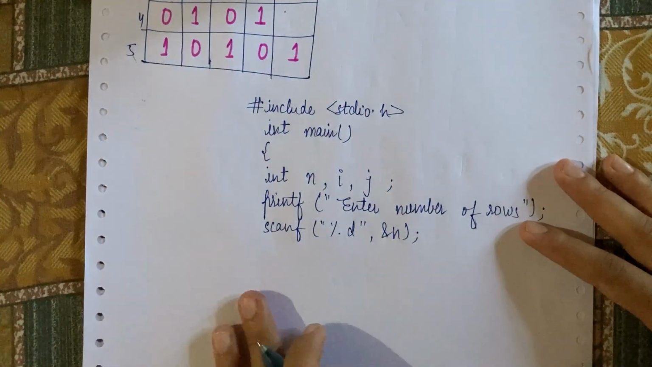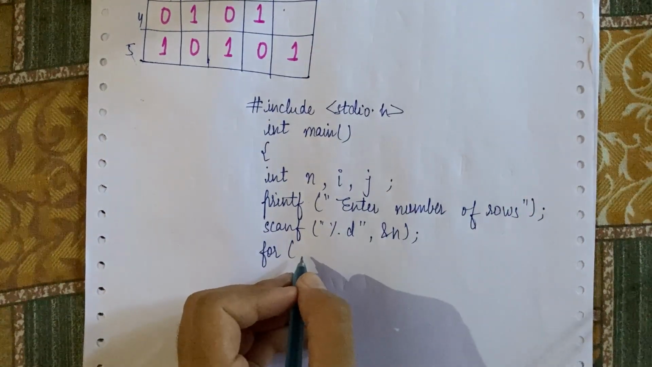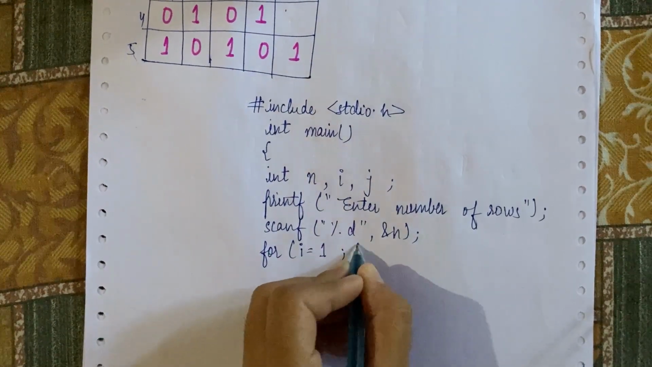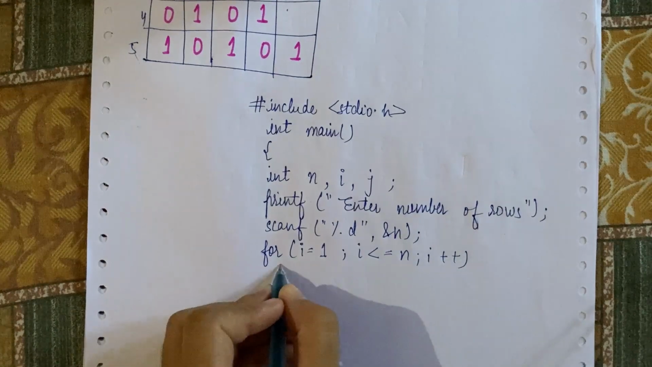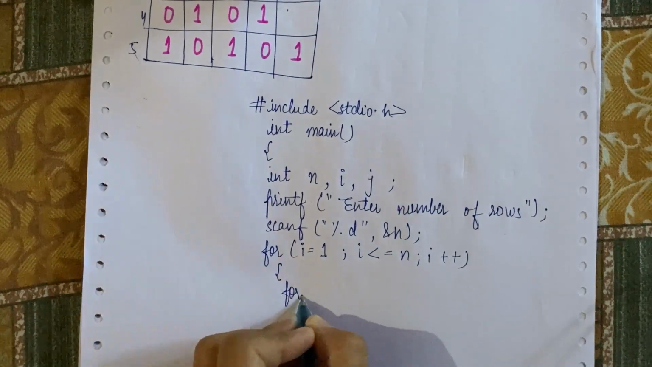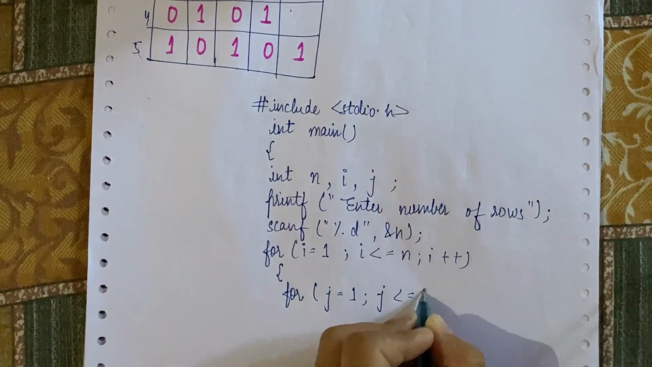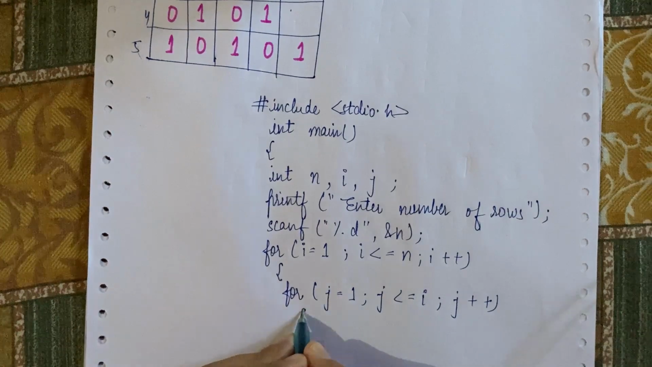Now what we are going to do, we will write an outer loop for i. The outer loop for i will start from 1, go till the number of rows and increment by 1 every time, right? Same for the j loop. The j loop goes till i and will increment by 1 every time, right?